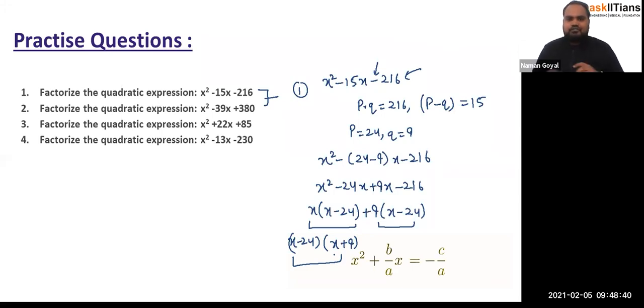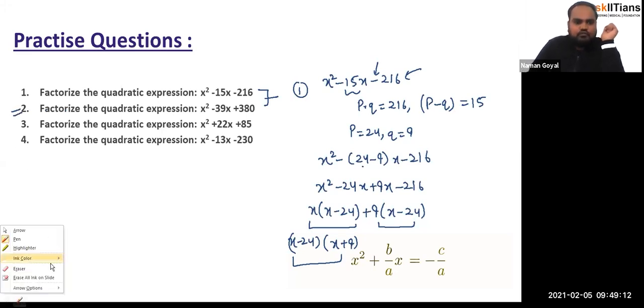So this is the process of factorization of a quadratic expression by using the concept of middle term splitting. In this concept, we split the middle term into two parts, then we group and take common, and we get our answer. Now we are going to factorize the second one.